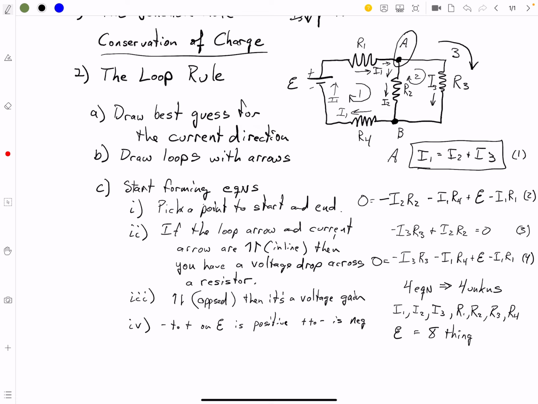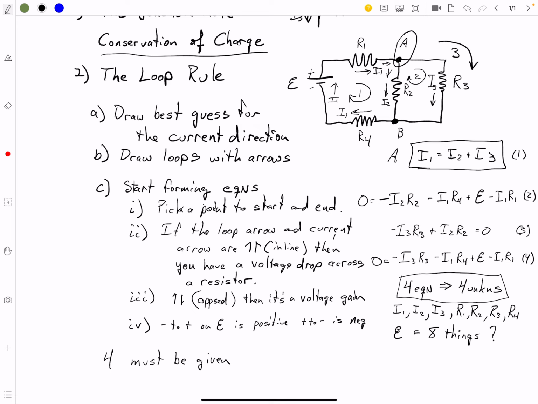8 things that are in question. Okay, we don't know those 8 things. So if we have 8 things that are out there, but we have 4 equations to solve, and we can solve for all of the unknowns, then 4 of those things have to be given to you. 4 must be given.